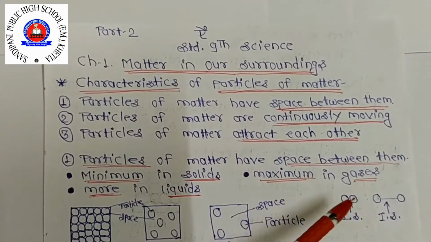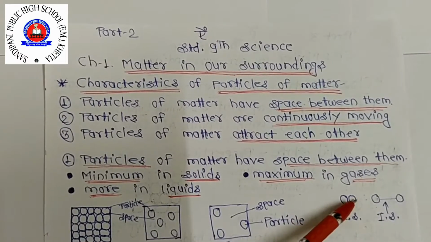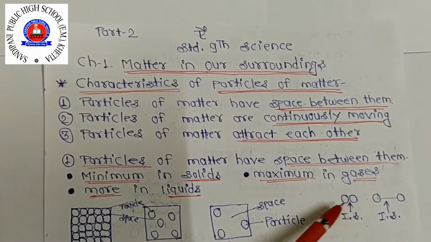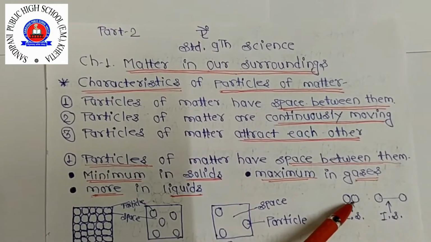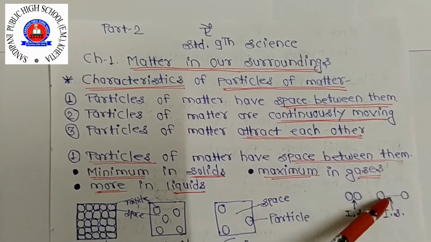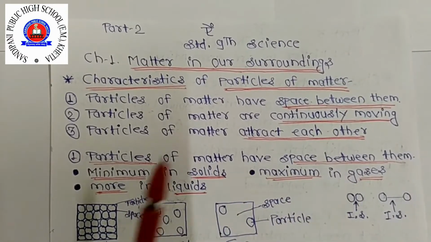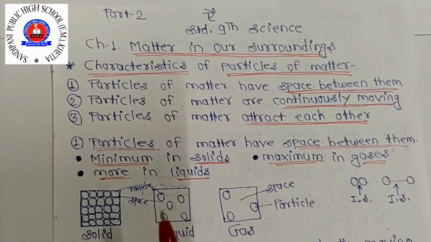So look here, there are two particles. Okay, these two particles, and here are another two particles. But what is the difference between these? So here space is minimum and here space is more. Clear this one? So minimum in solid. इस टाइप का अरेंजमेंट है वो कहाँ आपको दिख रहा है? Solid में.